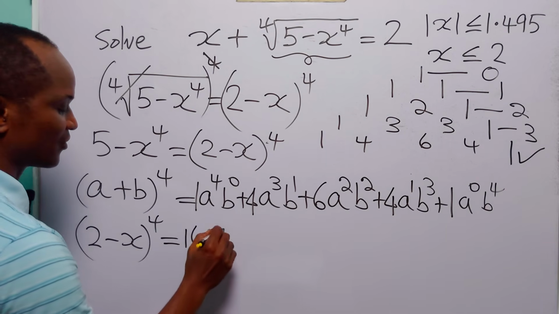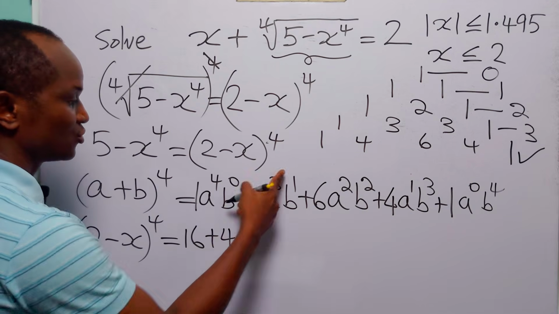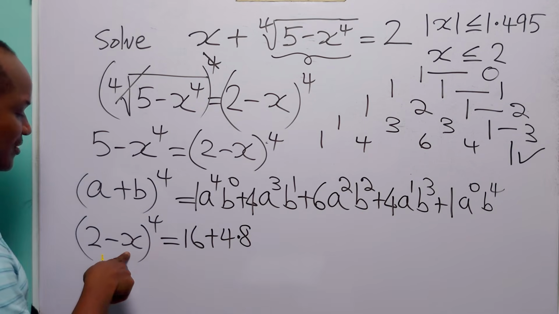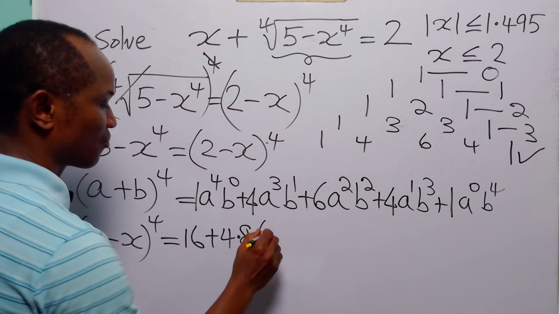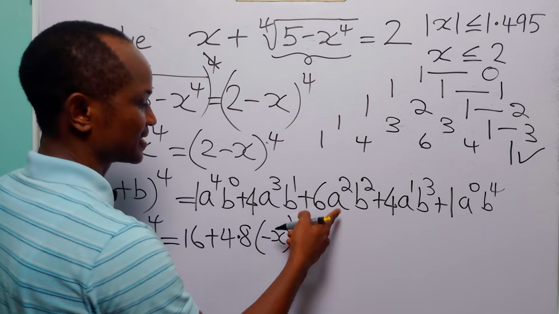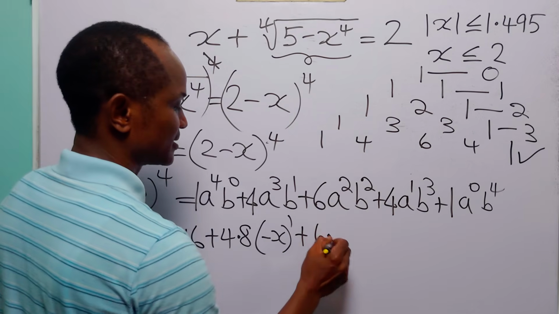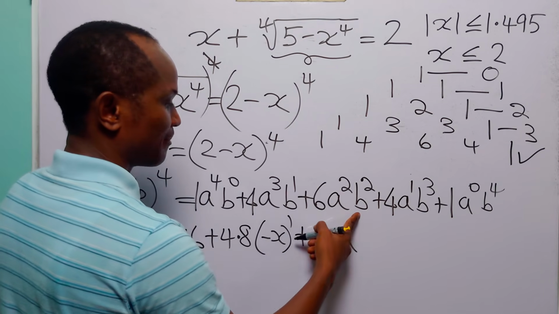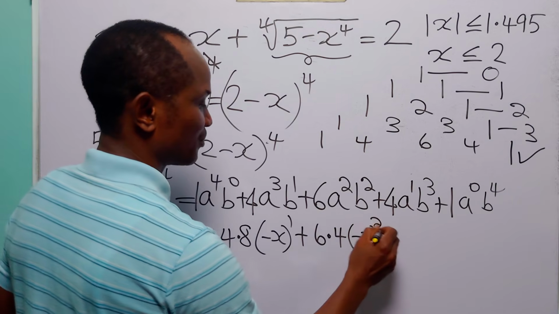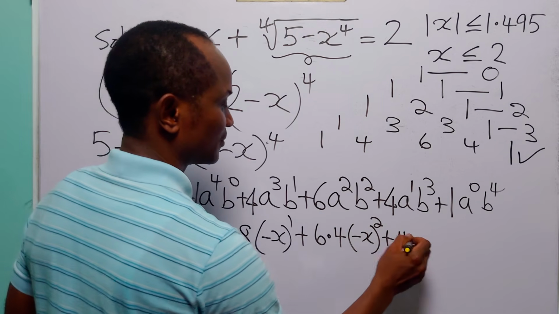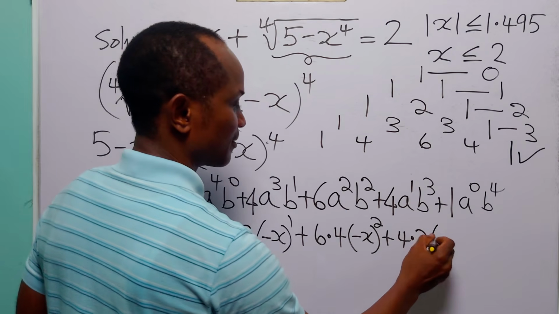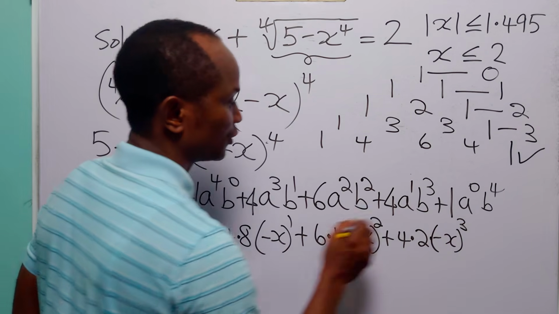Plus, we have 4. 2 to the power 3 is 8. Then, minus x to the power 1 plus 6. 2 squared is 4. Minus x squared plus 4. 2 to the power 1 is 2. This is minus x cubed.